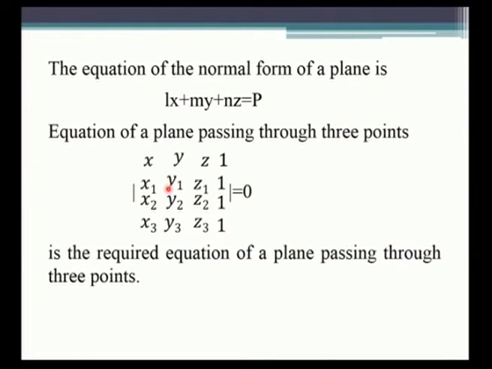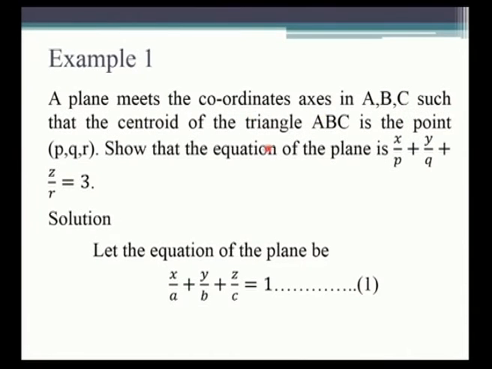So, so far we have seen the intercept form of a plane, then the normal form of a plane, then the equation of a plane passing through 3 points. Now we will apply all these equations of a plane, or concepts of a plane, in a problem. In this example, a plane meets the coordinate axis in A, B, C such that the centroid of the triangle ABC is a point (p, q, r). Show that the equation of the plane is x by p plus y by q plus z by r is equal to 3.